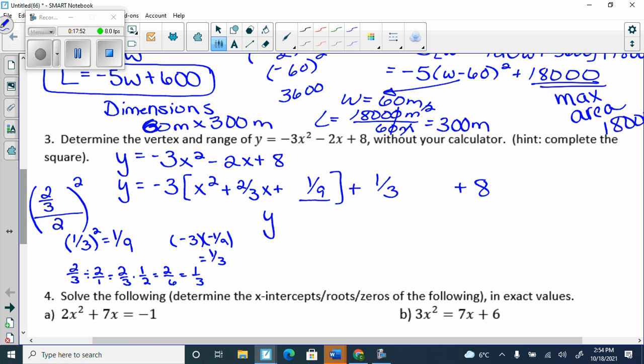So we're going to get y equals negative 3. And then people are like, I don't know what to put there. You can always look one back, right? So I told you, 1 back is 1/3, so it's going to be x plus 1/3 squared. And then what's 1/3 plus 8? Should be 24 over 3. So it should be 25 over 3.